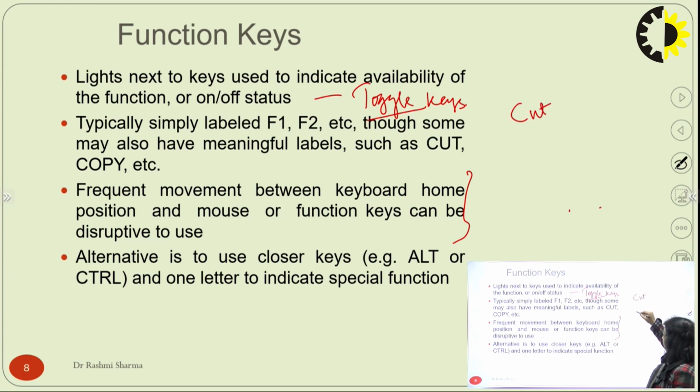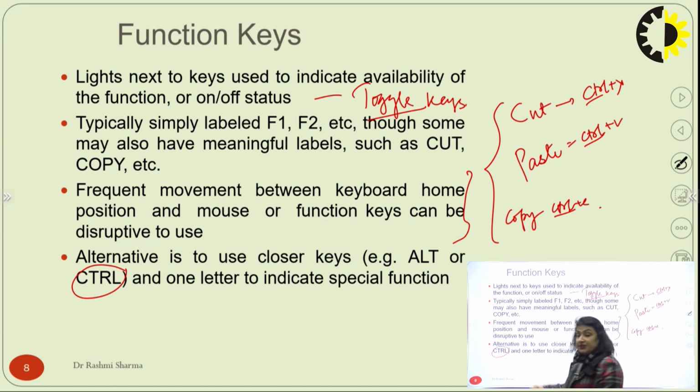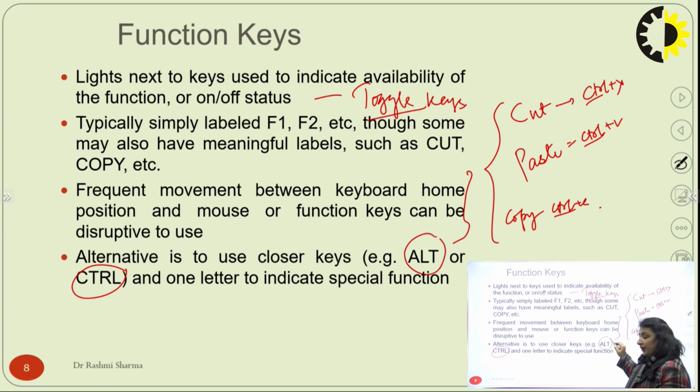Everybody has worked on MS Word. So for cut, copy, paste, what do we use? For cutting, we use Control X, and for paste we use Control V, and for copy we use Control C, then Control V. So these are some of the shortcut keys which we can use for specific operations using the Control and the Alt keys. This was for the Control, and for the Alt, what do we use?